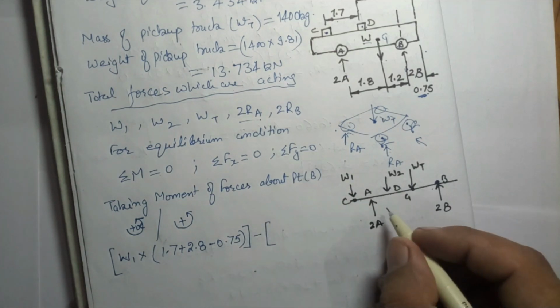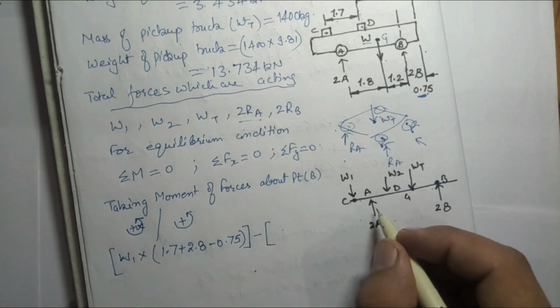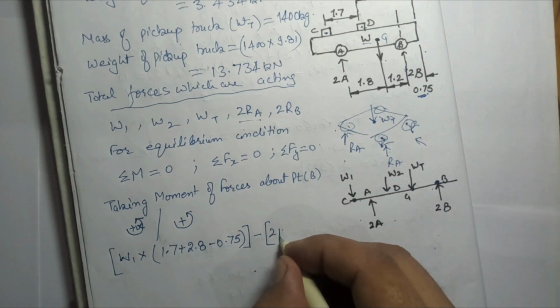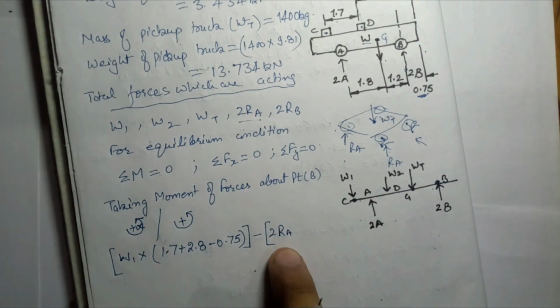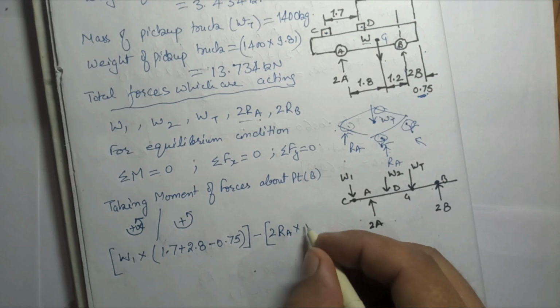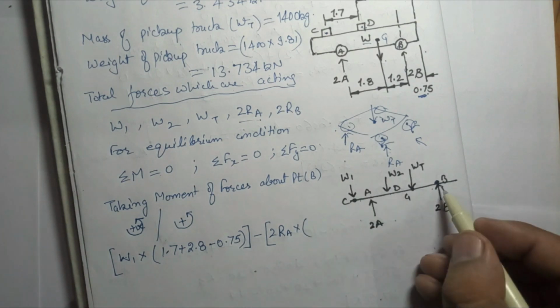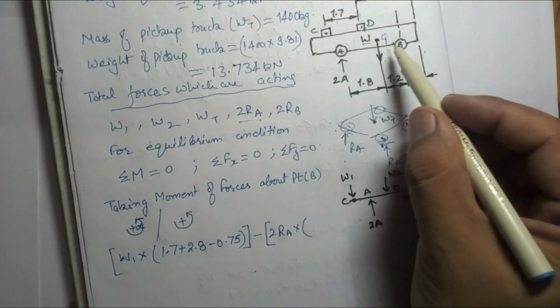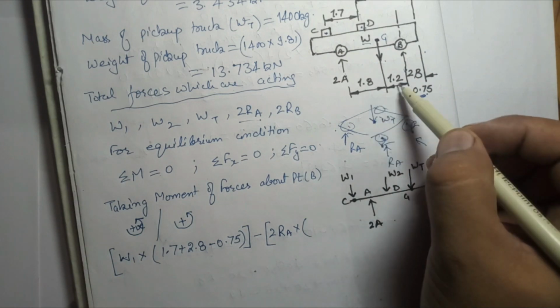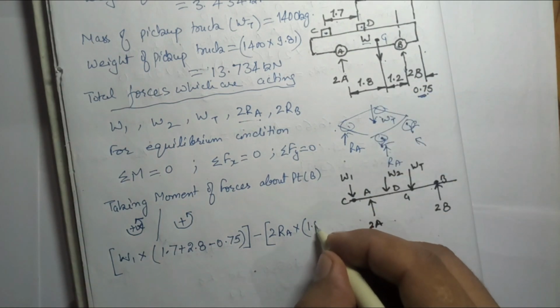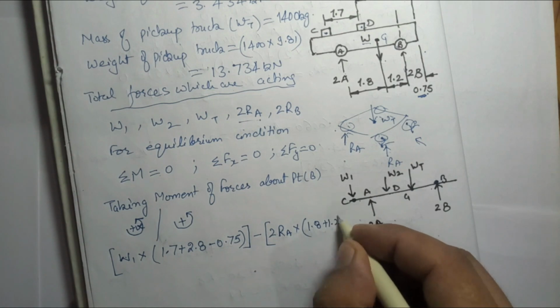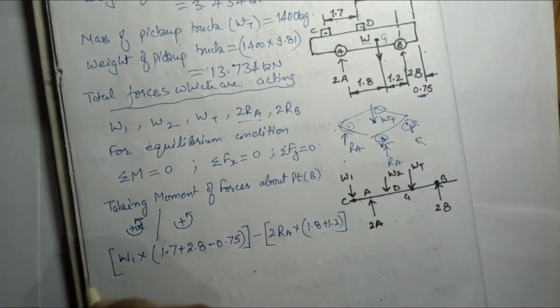Now we will write the moment of force for this A point. What is that? 2 times RA, the normal reaction, 2 times into the distance. Now what is the distance from A to B? It is directly given: 1.8 plus 1.2. I am writing it in the full form so that everyone can understand. Otherwise we can directly add in the equation and write it.